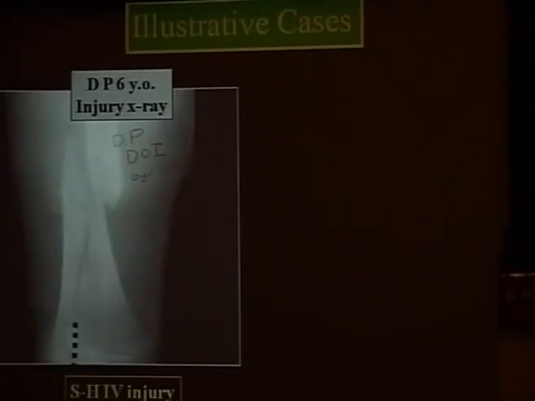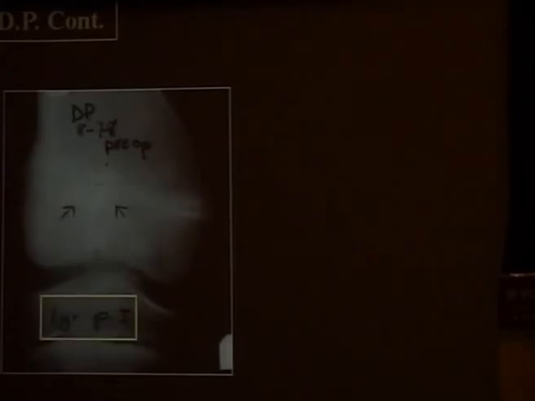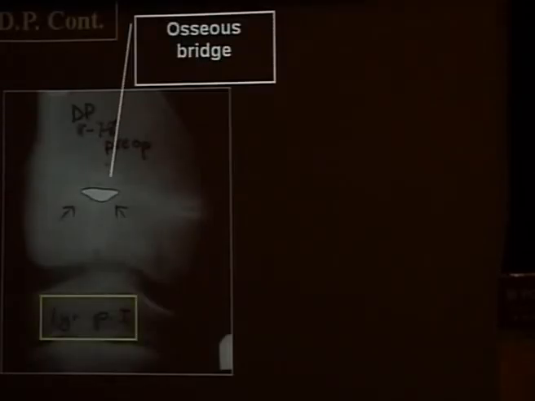Now, here's an illustrative case. This is a patient that was in a motor vehicle accident, was actually riding on the beach and was hit by a dune buggy or a motorcycle kind of device and had a very typical longitudinal bridge. And we took out the osseous bridge. You can see the osseous bridge where it was. This is a 1 year post-op.